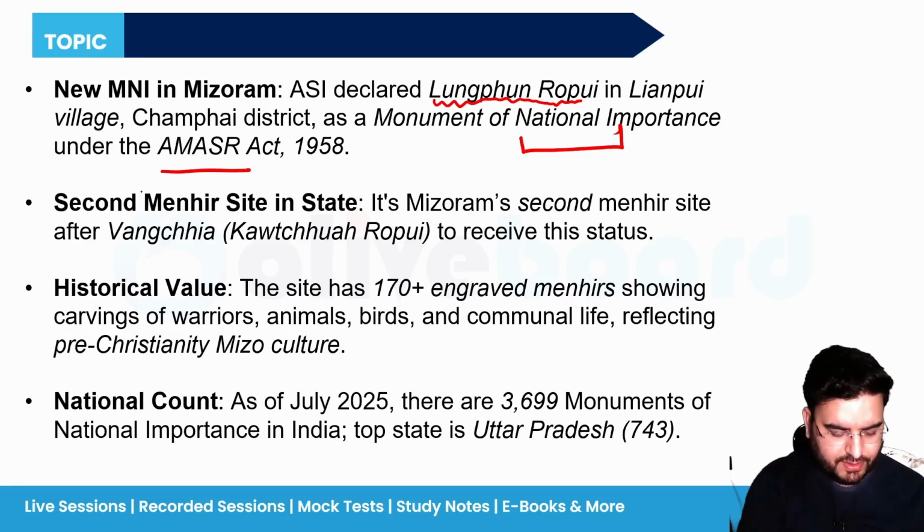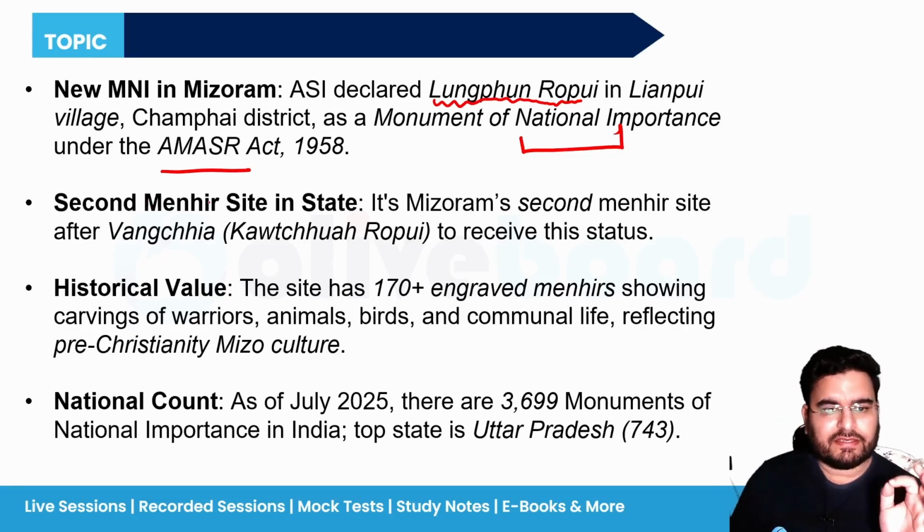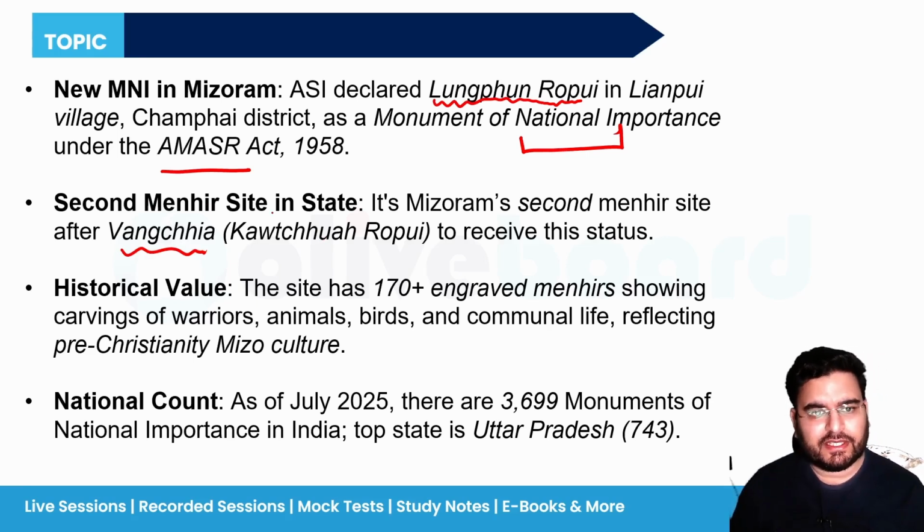Please remember this thing, and this is the second site in Mizoram. Before that, Wangchia has also received this status. Got it? Please remember this thing. Now what is the importance of this particular site, Lungphun Ropui? First of all, it has engraved markings of warriors, animals, birds.